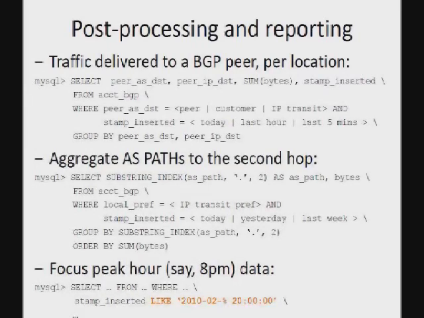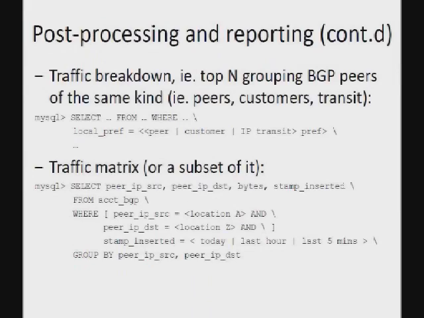And then it's also very easy to focus on peak hour data. For example, you want to see for the last month every time what happens at 8 p.m., right? You can do that very easily. You can do every sort of top-N statistics. For example, here there is an example of grouping BGP peers of the same kind, for example, using local preference to do that, or retrieving a traffic matrix or a subset of it, the purpose being maybe you want to inject data into a third-party tool.